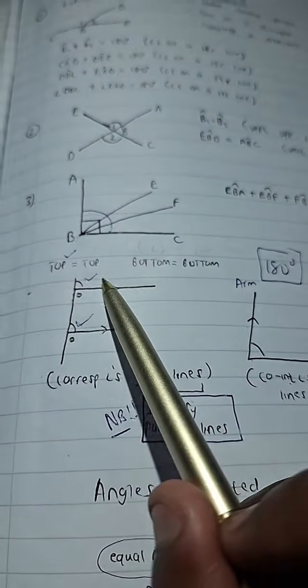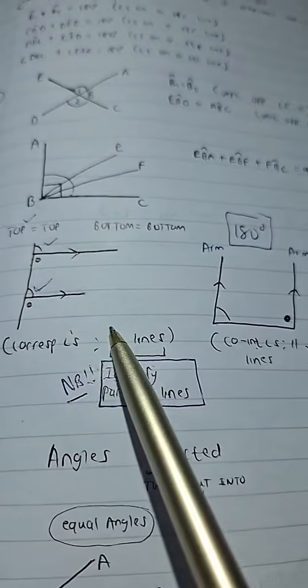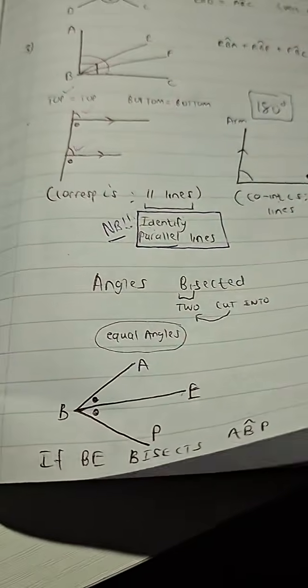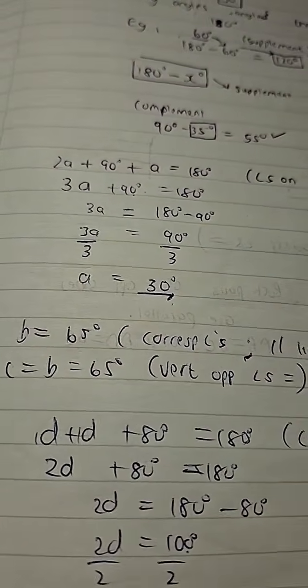Then, yeah, guys, please, use the relationships between parallel lines: the F-shape relationship, the U-shape relationship, the Z-shape relationship, and all of that beautiful stuff.